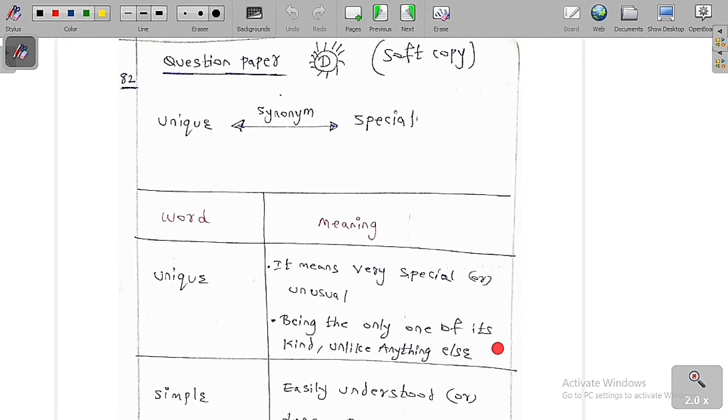Being the only one of its kind, unlike anything else, means it's very different from the others. It is called unique. So simply we can say unique means special. It means very special or something very unusual or not usual. It is something different from everything else, called unique or special.